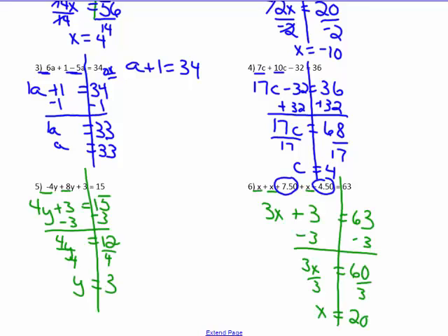All right, so if you did number 5, you put your like terms together. Negative 4y and 8y gave you 4y. Then you had to subtract 3, divide by 4, and you should have gotten y equals 3. For number 6, this time we had constants and variables to put together. So we had 3x, and 750 minus 450 is positive 3. Then we subtracted 3 from both sides, divided by 3, and we got x equals 20.